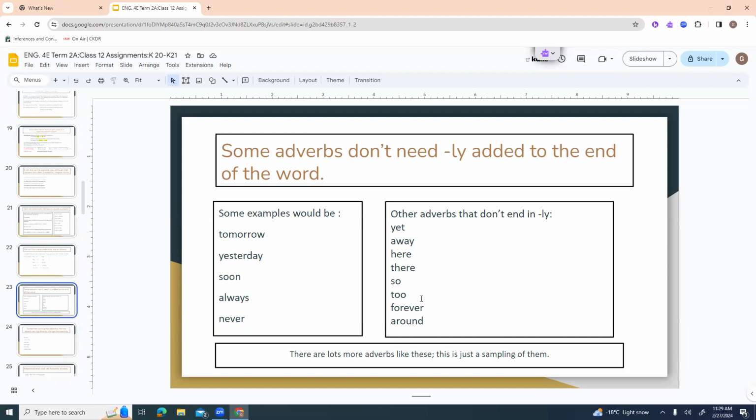Now, the thing with these is they don't have an adjective format, right? They are only adverbs, okay? There are a lot more adverbs like these. I don't have room to put all of them. This is just kind of a sampling of them. If you were curious to know more, you can just look it up on the internet. You would just say, adverbs that don't need ly, and a whole bunch of lists will come up.